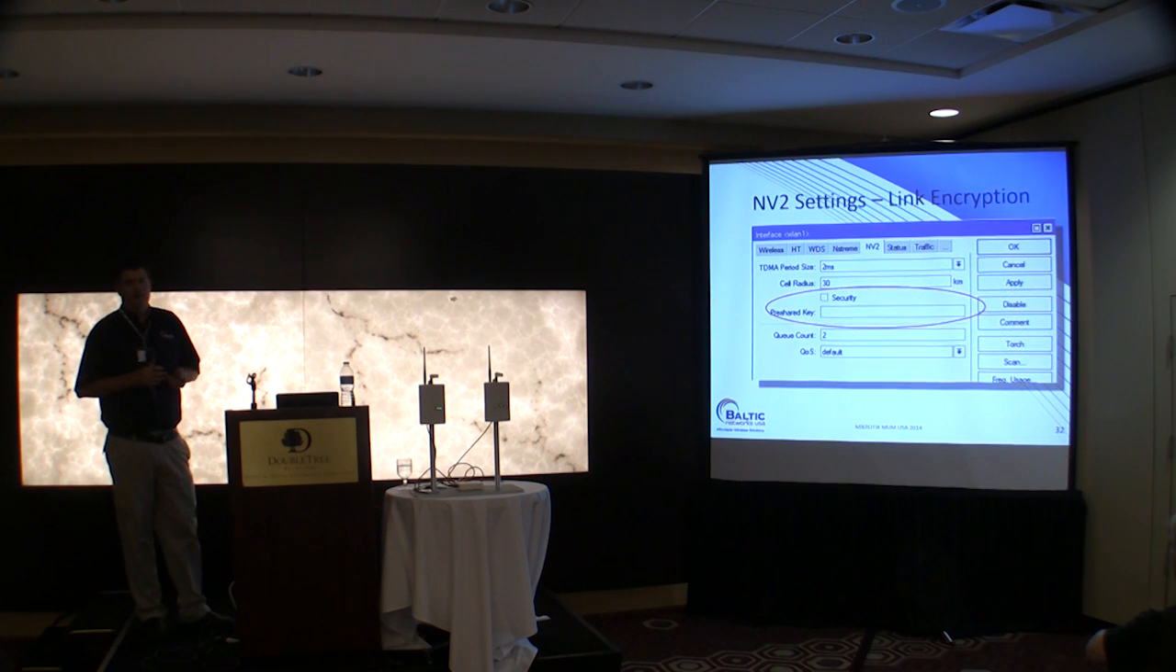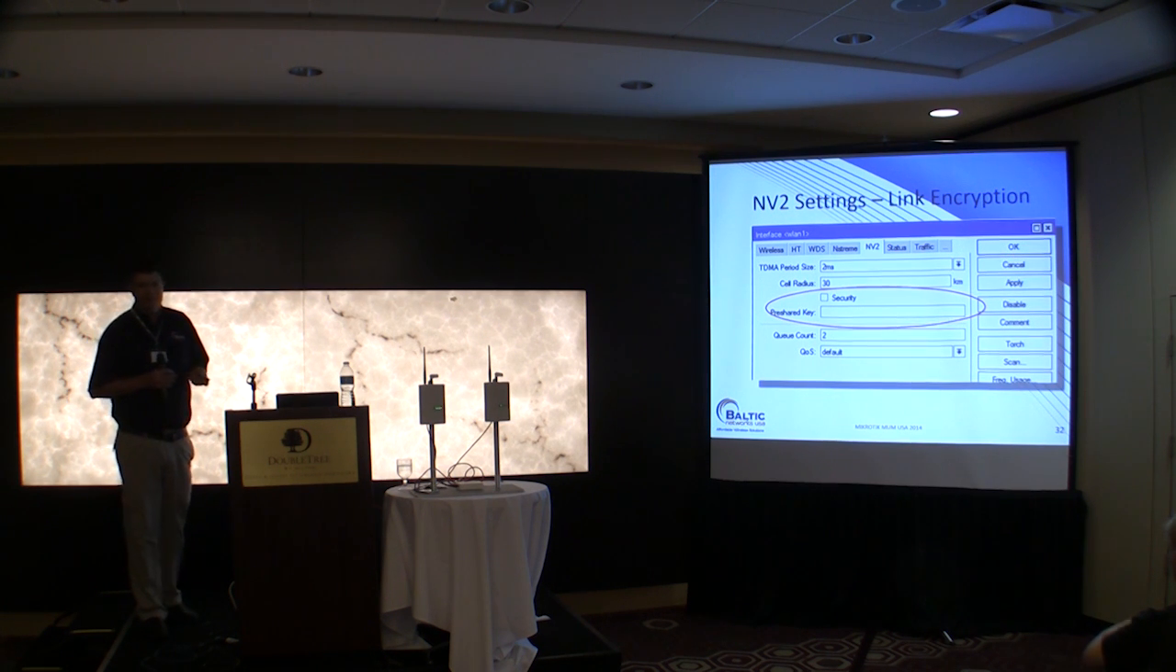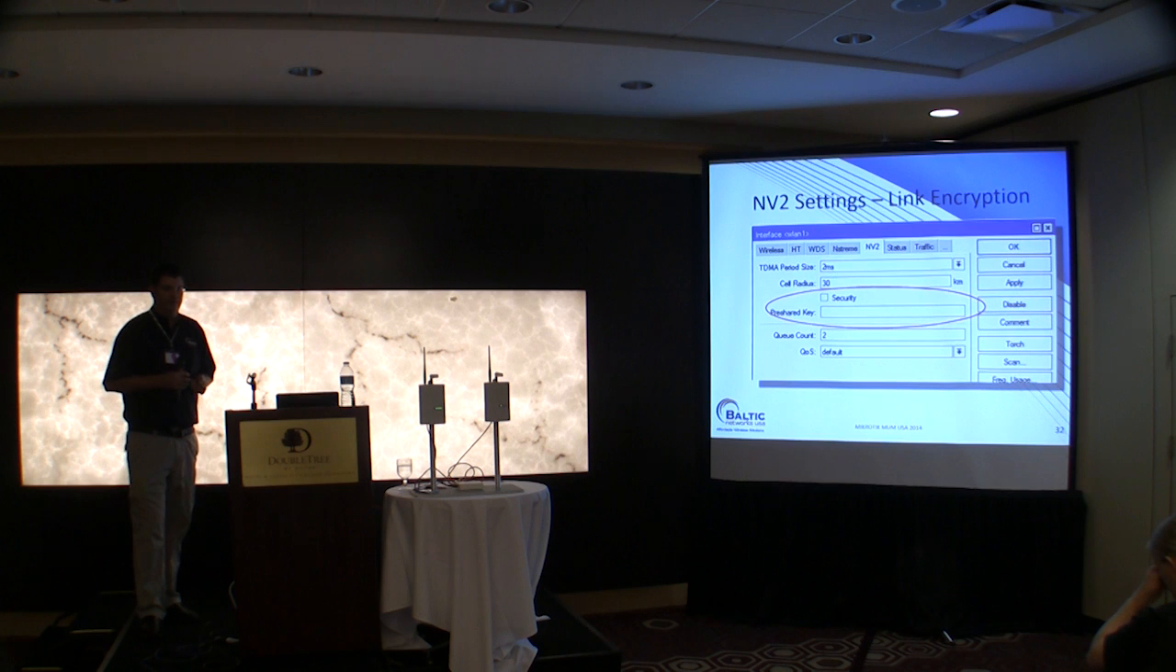If you want to run encryption on that link, here's where you set it. On the NV2 tab of your wireless interface, you select the security, put in your pre-shared key, and you do the same thing on the station side, and now the link is encrypted. You do not use the security profiles for NV2. They will not work. So this is the place where you set up link encryption. From testing with encryption enabled, it does not seem to decrease the bandwidth or the functionality of the AC device.